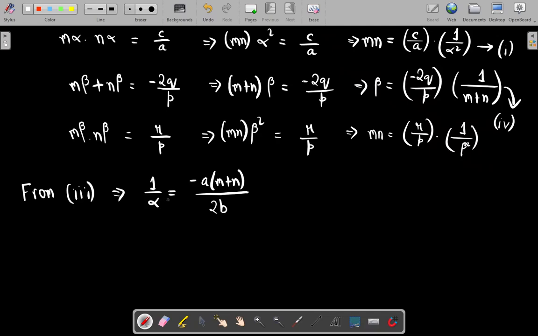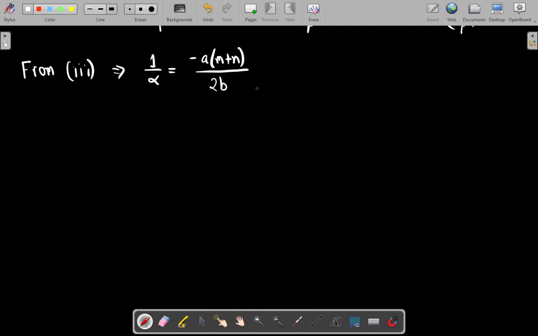I have to find 1 upon alpha square from this equation. So if I square both sides, I can get 1 upon alpha square, which means I have to square this entire thing. So this will give me a square times m plus n, and on squaring this 2b, I'll get 4b square.